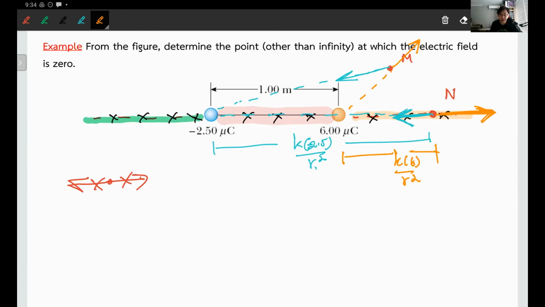Okay, try again. If you move a little bit closer, let's look at the middle region here. Let me pick another point. Let me call it point O. Now, the electric field from the blue will point to the left. Electric field from the orange also points to the left. You guys with me?